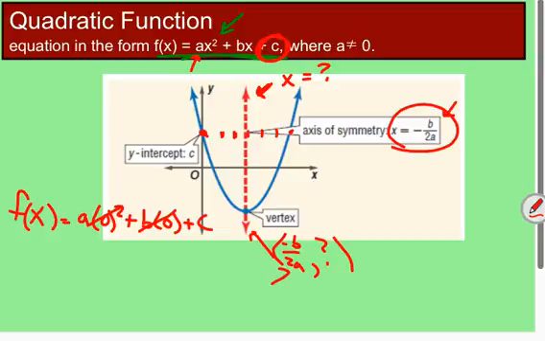Usually when you graph a parabola, you graph the axis of symmetry. It isn't really part of the parabola, but it is that line where you flip points across from it.